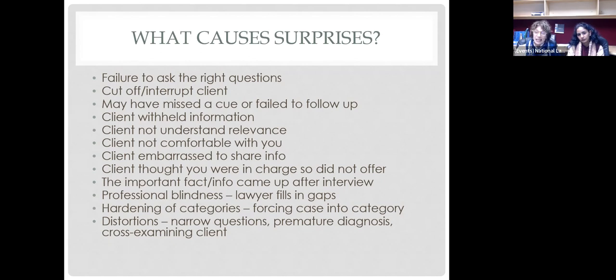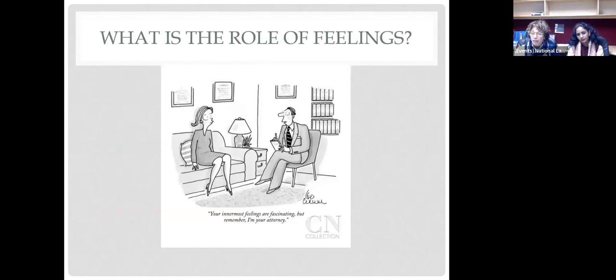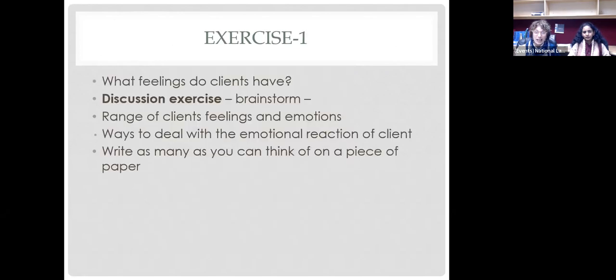This kind of brings us to the next thing to consider, and that's the role of emotions and feelings in an environment where it can often be highly charged. It could be the worst day of the client's life, either because it's a divorce or a criminal proceeding, or they could just be highly frustrated, like the example we saw. So we're going to launch into a discussion about how we deal with that.